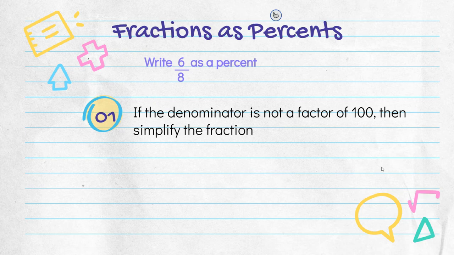Remember those ratio tables? You actually had one on your test. We couldn't go from the first box to the last box because the denominators were not equivalent fractions. They weren't a factor of each other. So we had to simplify first. Go backwards to go forward, right? So we're going to simplify 6/8.